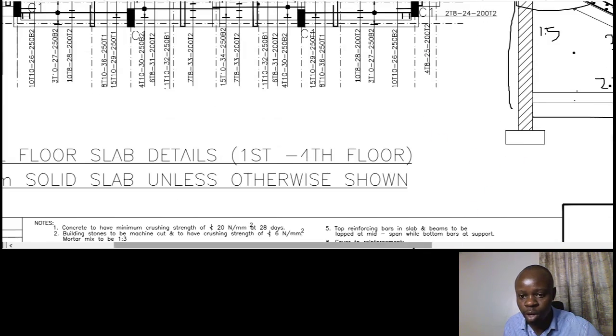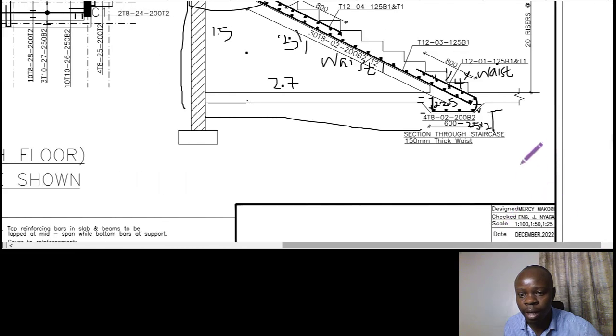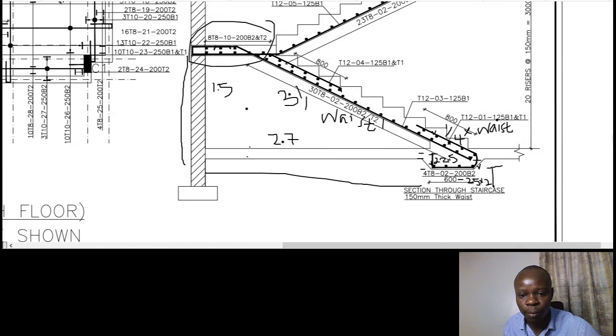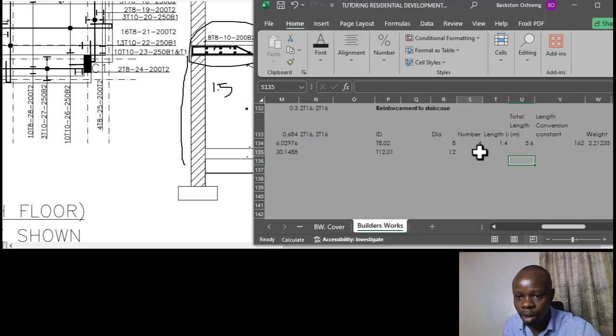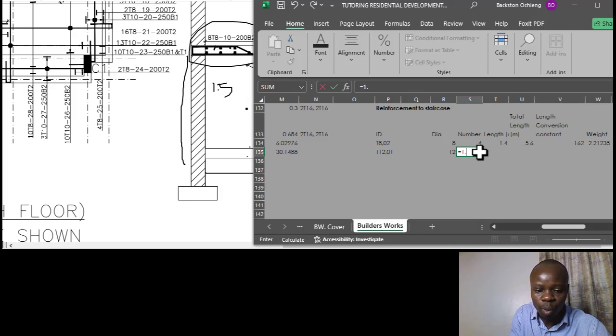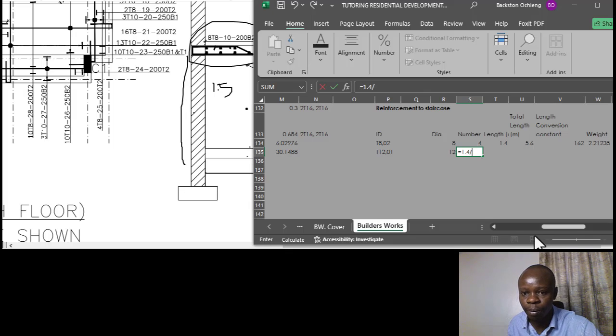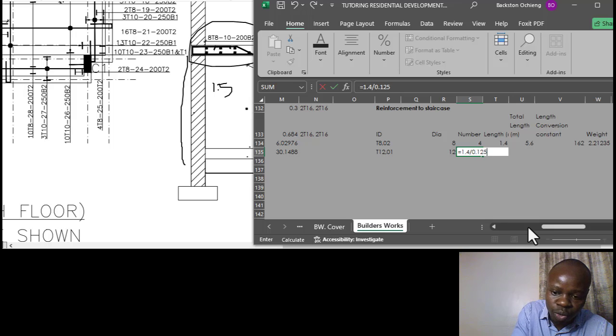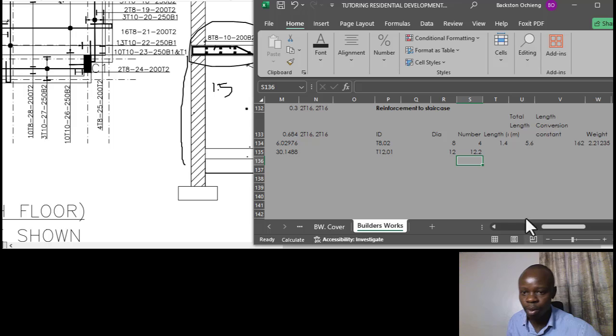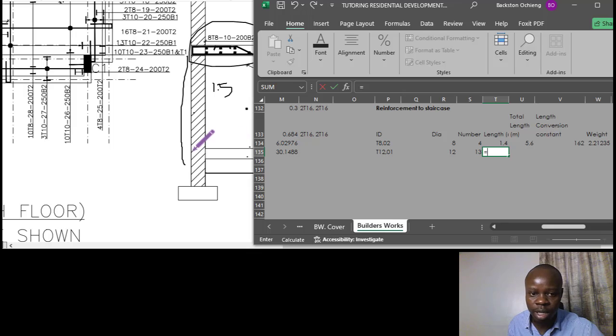So that T12 bar, they are going to be spread within that 12.4. So the number is going to be 1.4 divided by, what is the interval of the bars? The interval is 125. So divide by 0.125, and of course we are going to add 1 to it. So this gives us 13 bars. Seen that? Then the length of the bar is the one that we were just discussing.